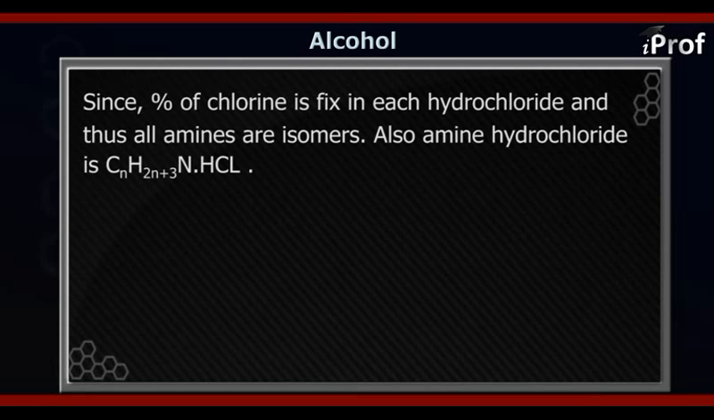or in other words you can simplify it as CnH2n+3NHCl. In this formula, what we have done basically is that two of the hydrogens of NH2, that is the amino group, we have clubbed with the hydrogens in the alkyl chain. So the general formula of the amine hydrochloride has now become CnH2n+3NHCl.